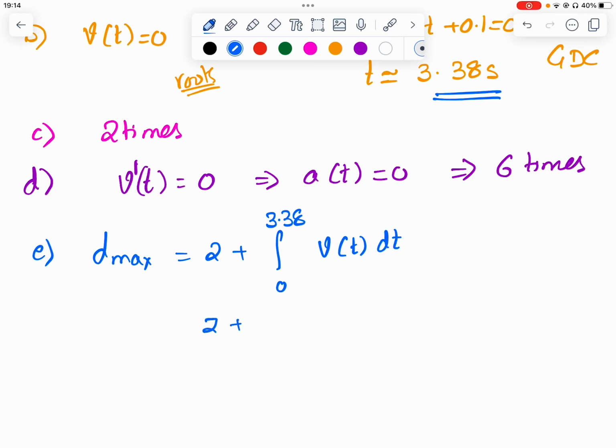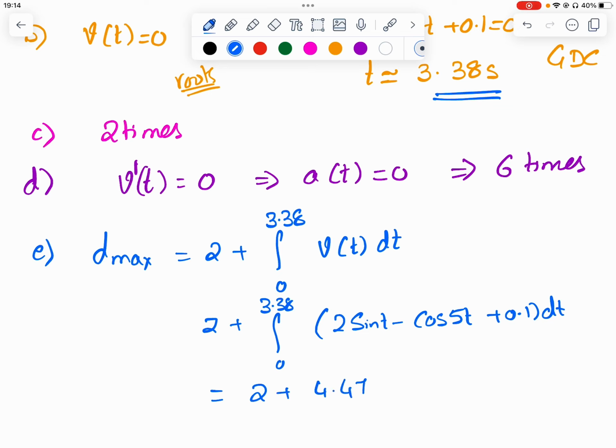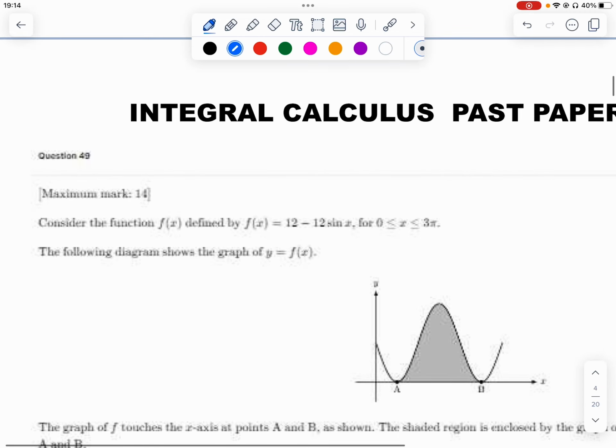Now 2 plus the integral from 0 to 3.38 of velocity of t, which is 2 sin t minus cos pi t plus 0.1 dt. Simplify that. You can use the calculator GDC to get that answer, which is approximately equal to 6.47 meters. Use the GDC to get that answer. That completes question number 48. Coming to question number 49.